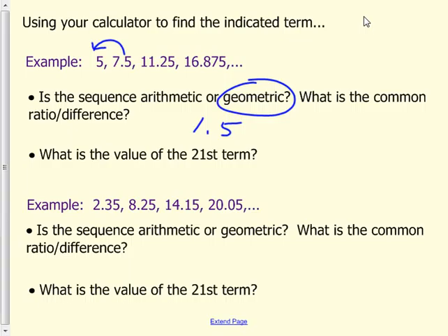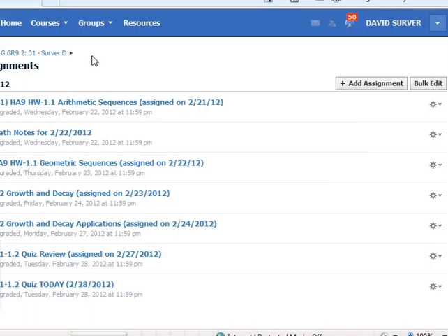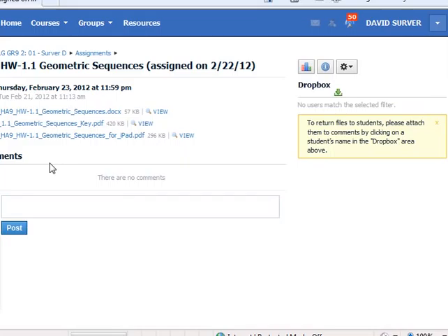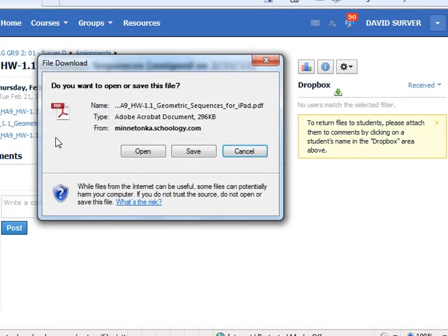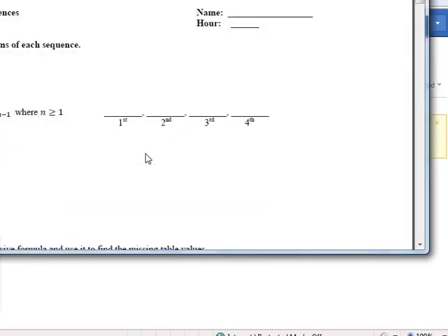Okay. I think we should just get to your homework and start the first homework problem together. So everybody find under assignments where the homework is for today. It says homework assigned on 2/22, geometric sequences, that one. I'm going to go to the iPad version right there. Once you're in, you guys will obviously go to the notes version of it.